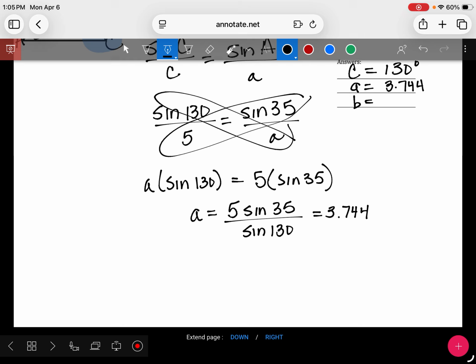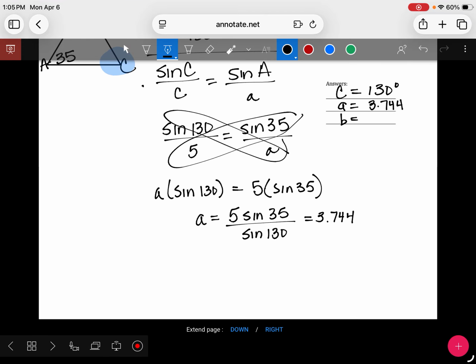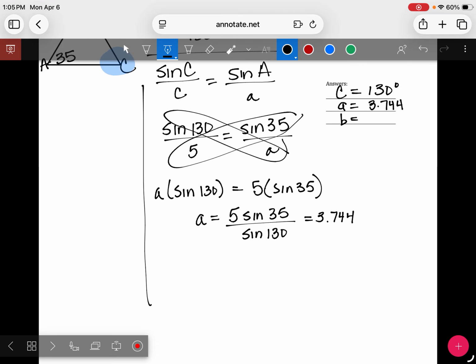Anybody else get 3.744 for little a? All right, so now we're going to do little b. Now to find little b, I could do sine of big A over little a because we have two different pairs, but I like to stick with what's given. So I'm going to do big C over little c, but you will get the same answer. So sine of big C over little c equals sine of big B over little b.